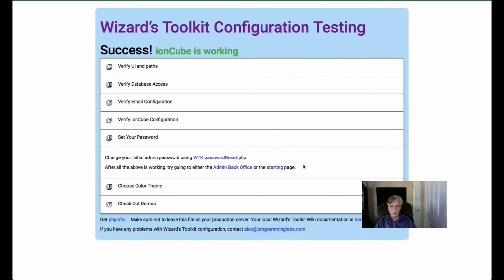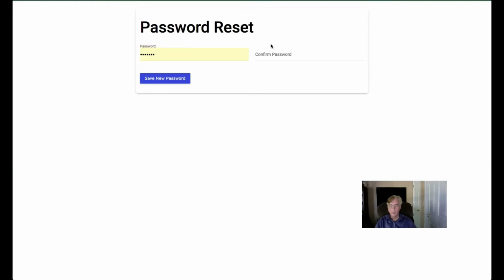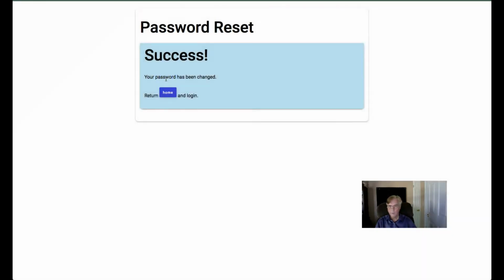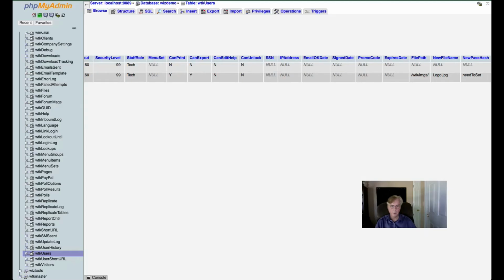All right, now we're going to reset or set the initial password. Passwords are encrypted in the database, so I'm going to just have this be a simple password. It starts off with making the WTK users table, which is what holds all your user data, with a new pass hash of "need to set". That way you can easily set the password.